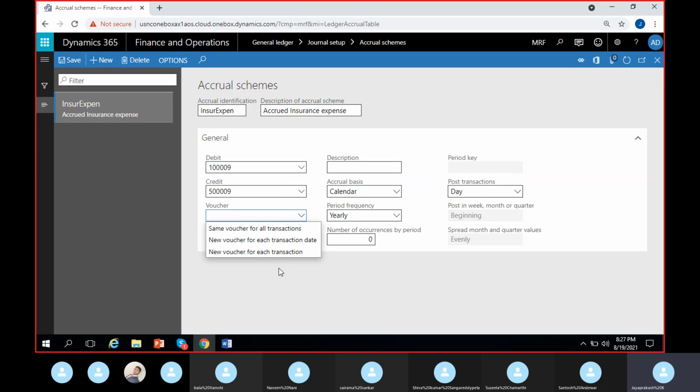So for that voucher, do you want the same voucher number or a different voucher number? You can select here. If you select new voucher for each transaction date, you have to give a number sequence code. Or if you select same voucher for all transactions, it will take the same voucher number taken from the general ledger. So I am taking same voucher for all transactions. Even though it is dividing into pieces for each month, I'll select the same voucher number so that all the transactions will be linked under the same voucher number.